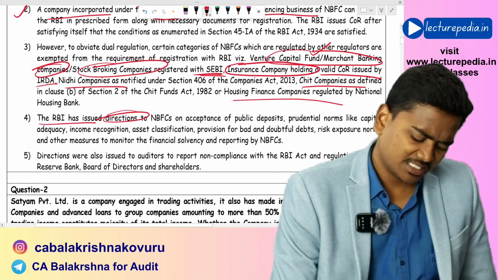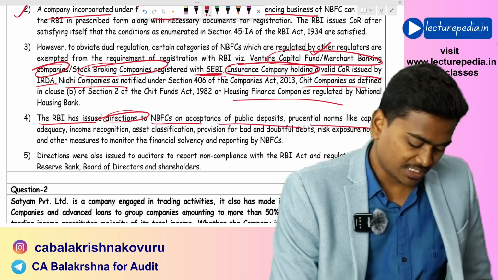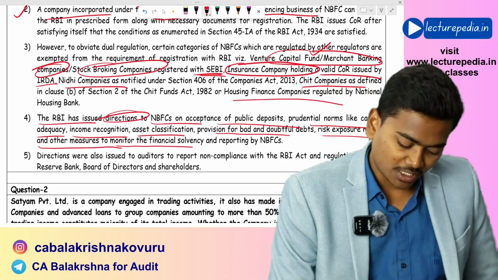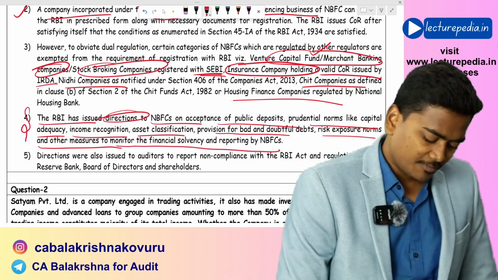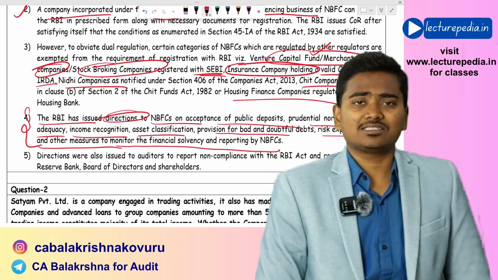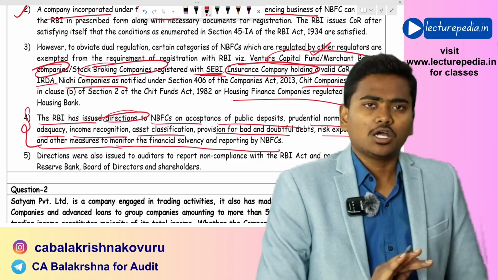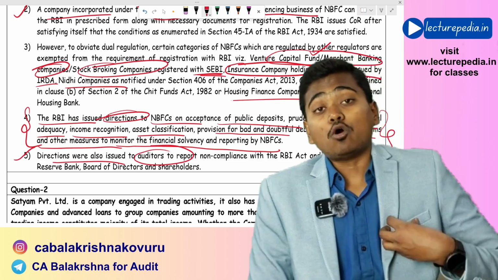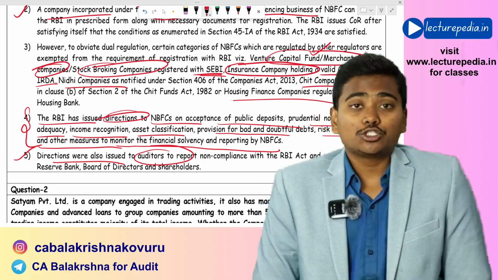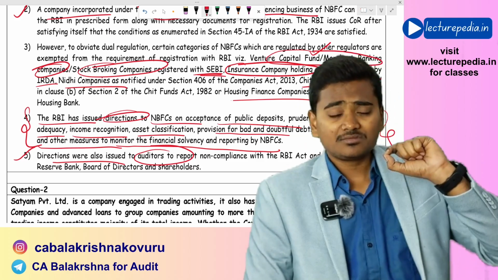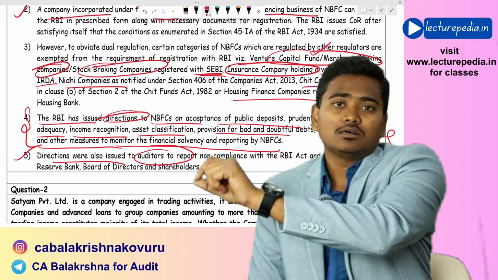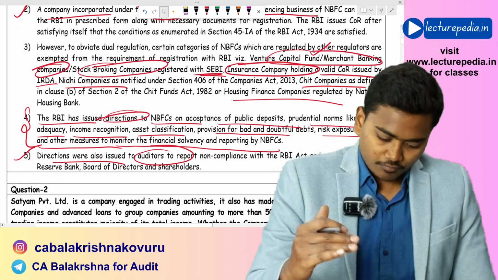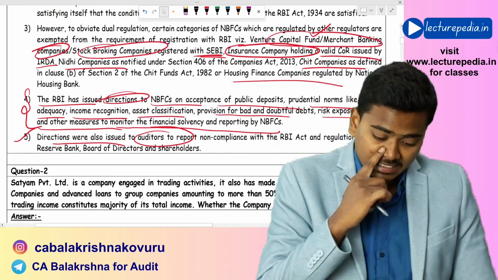Next, RBI has issued directions to NBFCs on acceptance of public deposits, prudential norms like capital adequacy, income recognition, asset classification, provision for bad and doubtful debts, risk exposure norms, and other measures to monitor the financial solvency and reporting by NBFCs. Basically, these are certain directions and guidelines issued by RBI which must be followed by all NBFCs. Directions were also issued to auditors of NBFCs. We will be calling them NBFC Auditor's Report Directions. That is the name of the directions. We will have a separate question with respect to those directions also, then we'll discuss.